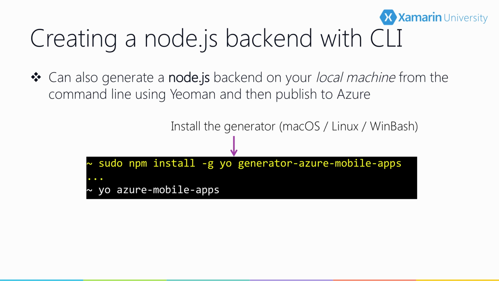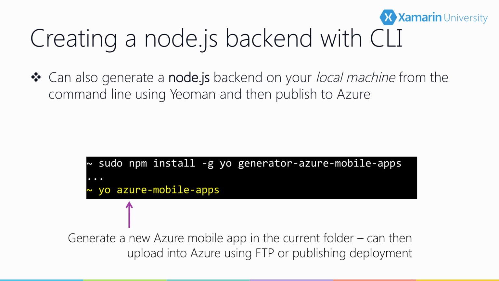To use the command line approach, you first have to install the Yeoman generator using the Node package manager. The package name is Generator Azure Mobile Apps. This only needs to be done once for each machine. Once that's finished, you can use Yeoman to create a new Azure mobile app. This command places all the files into the current folder, so make sure that you create a folder and you're inside that folder before executing this command.